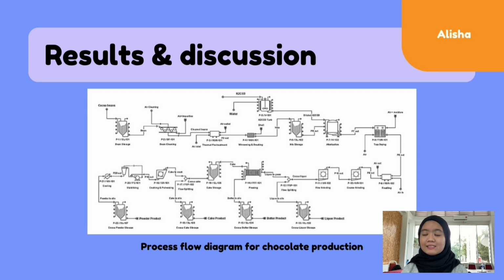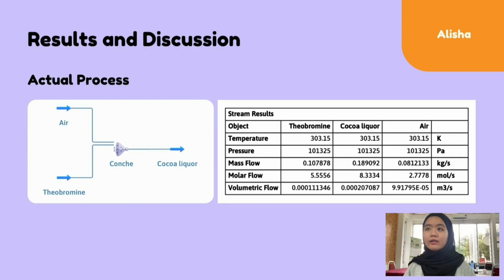At this process, the refined chocolate will enter into the conch to produce cocoa liquor. So we decided to simulate this process because it involves heat, and we will try to simulate its energy and mass balance using the DWSIM simulator, and we will compare between the actual and simulated values. Materials that will enter the feed are solid theobromine with air, and it will produce cocoa liquor. Before simulating the process, we have made several assumptions.